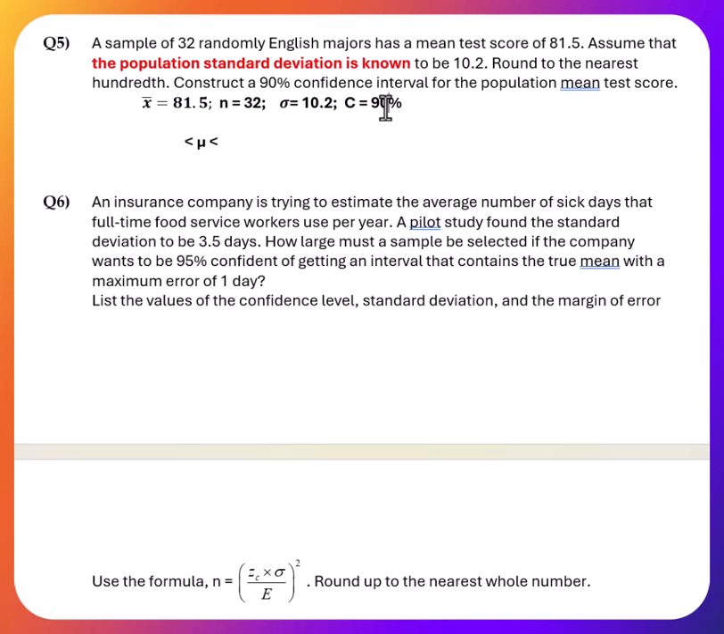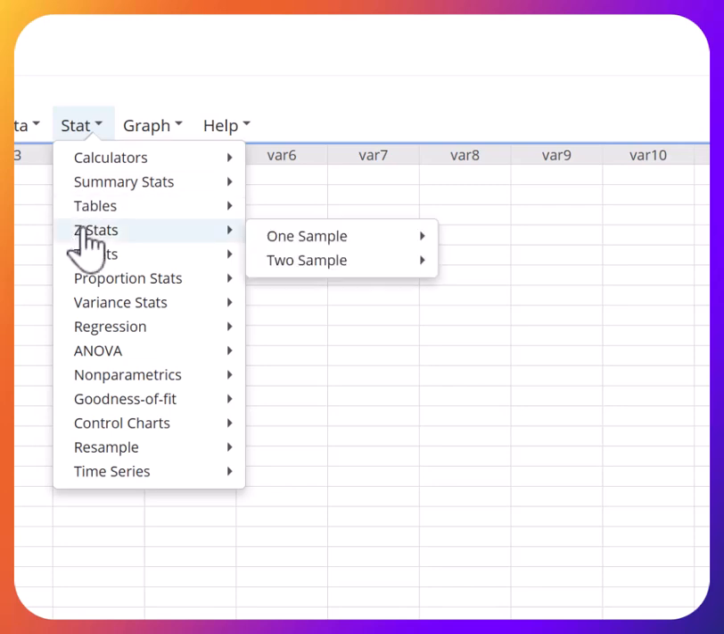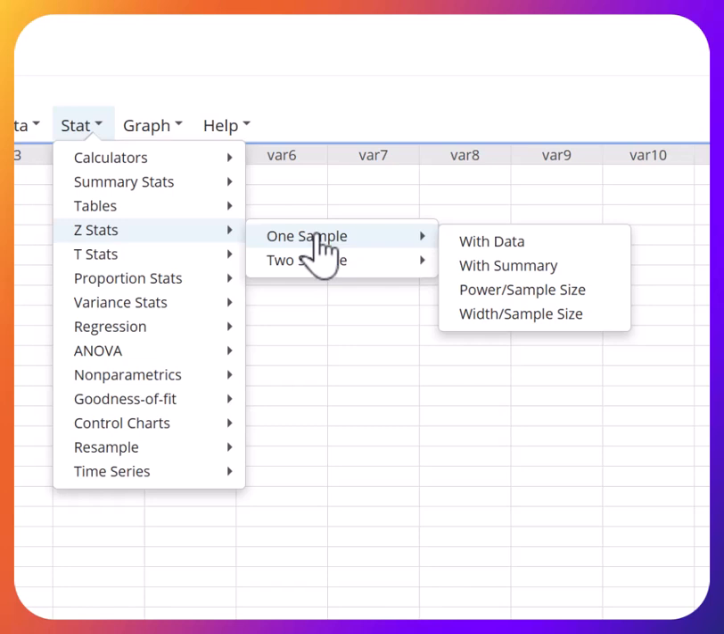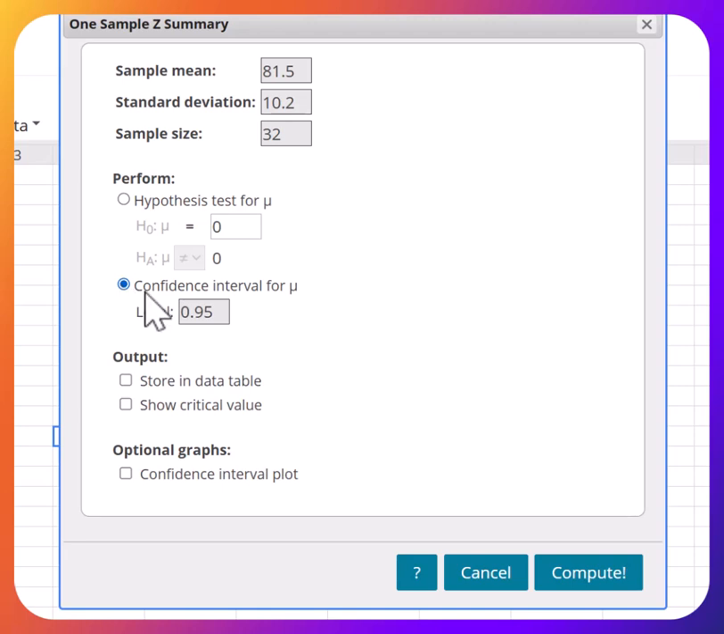Okay, so we're gonna go to StatCrunch. We're gonna go to Stat. And this time, because he gives you the population standard deviation, you need to go to Z stats, one sample with summary. Sample mean, what is it? It's 81.5. Standard deviation is 10.2, if I'm not mistaken. The sample size is 32. And the confidence level, guys, is 90%.